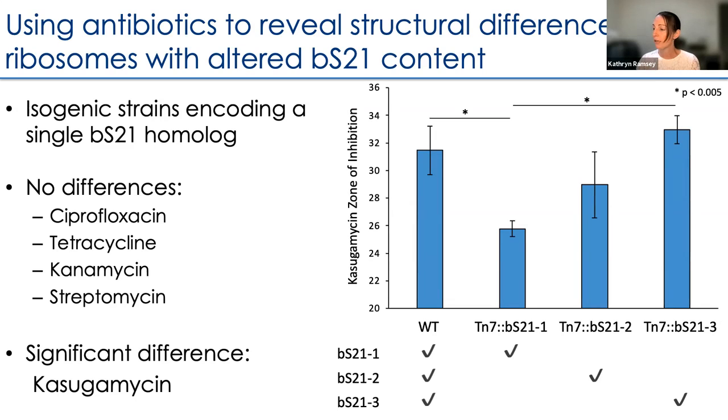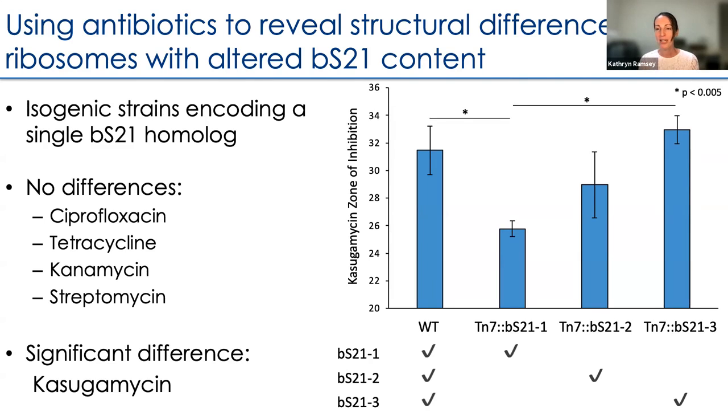So what I'm showing you here is the results from a disc diffusion assay. So on the y-axis, you have the zone of inhibition for kasugamycin, and you see that cells containing only BS21.1 are much more resistant than cells containing only BS21.3. So this suggests that actually there are some differences in structure around the location of the kasugamycin binding site. So what's really neat is kasugamycin is the only one of these drugs that specifically inhibits translation initiation. So this is somewhat consistent with our model for how this may be working.